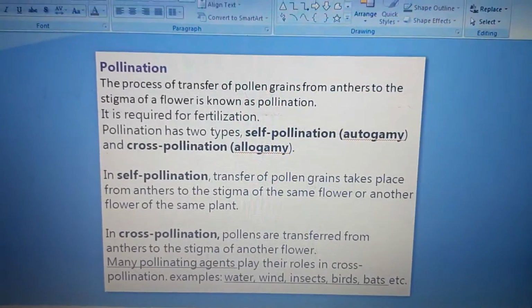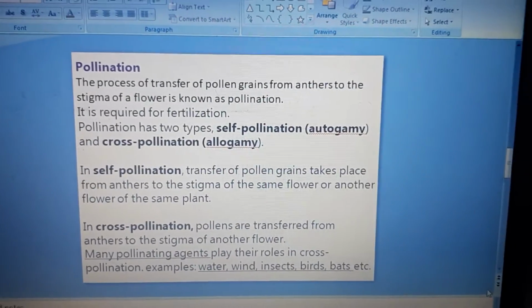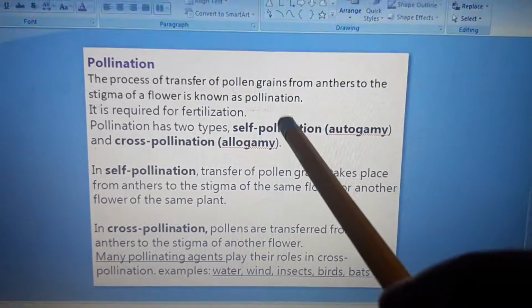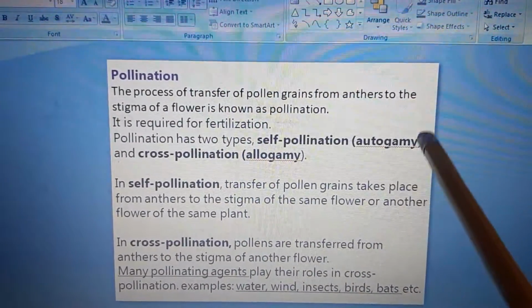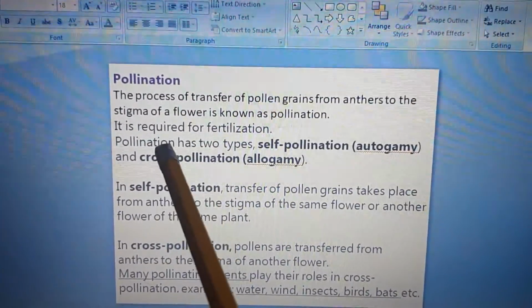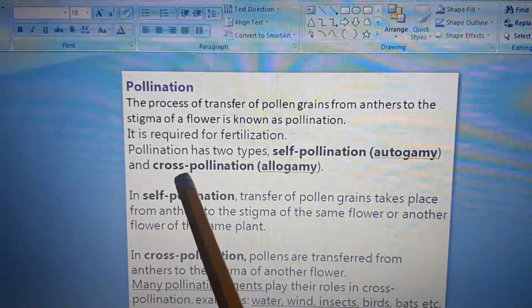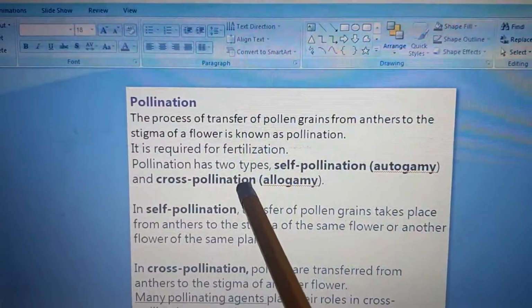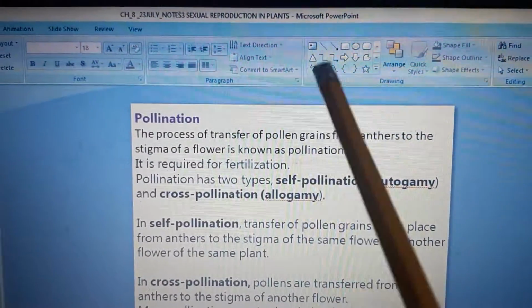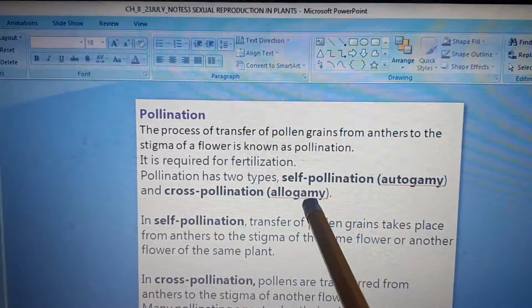Now we come to pollination. Pollination in flowers is of two kinds. Self-pollination, which is also known as autogamy, where auto means self and gamy means crossing. Then we have cross-pollination, which is done by several factors like insects, air, and so on. It is also known as allogamy.